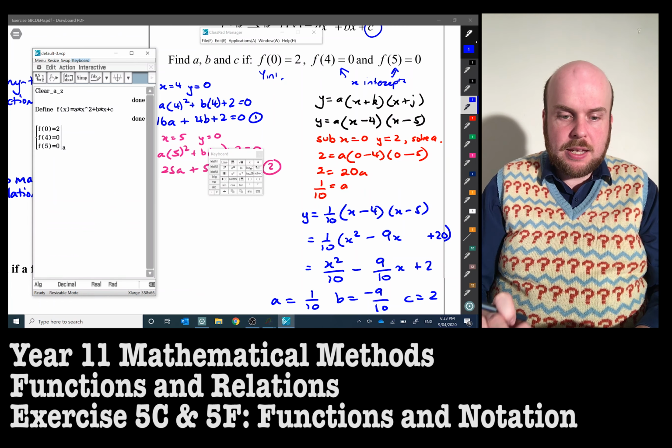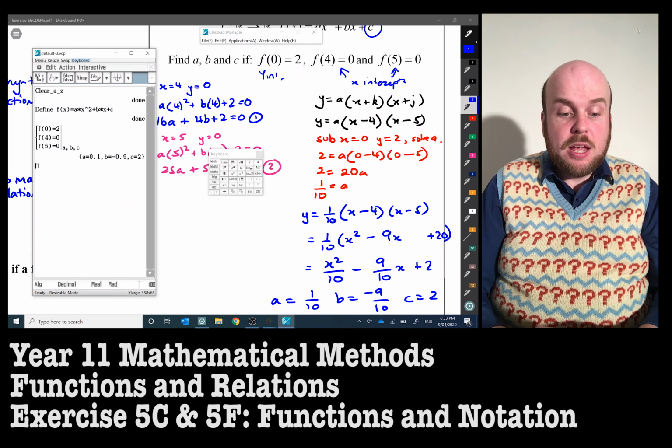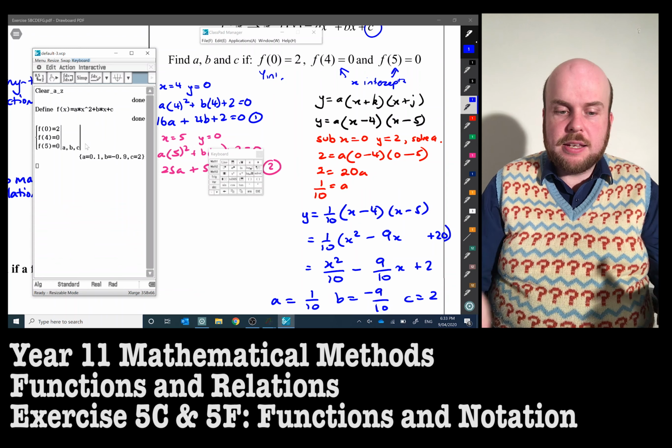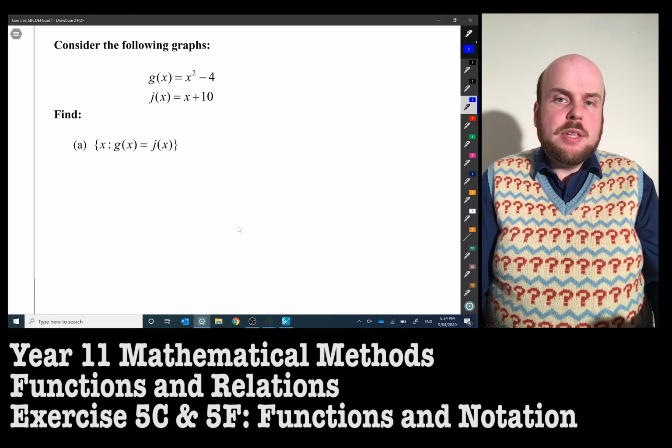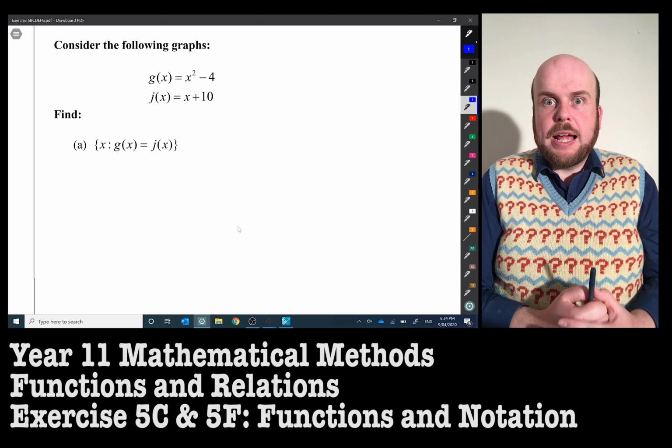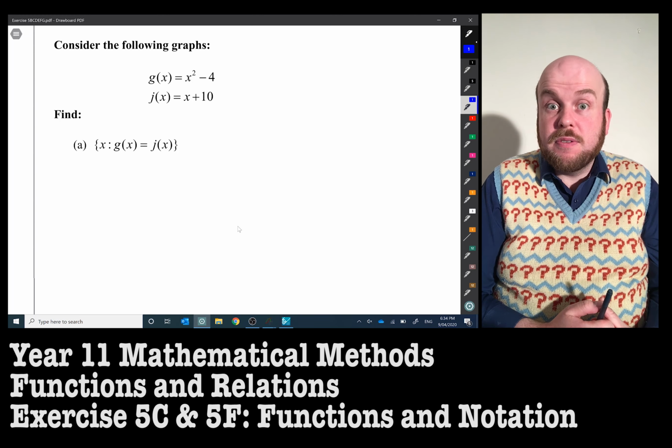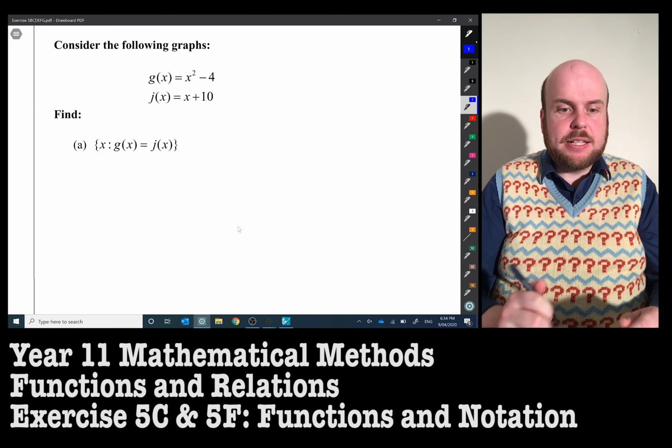A, B, C. Bang. It's done that for you. You'll notice there I've got it in decimals. Let's go and get that as a fraction, and there it's all done for us. For this problem, you can do this by hand. I'm going to just do it very quickly on the CAS calculator here.